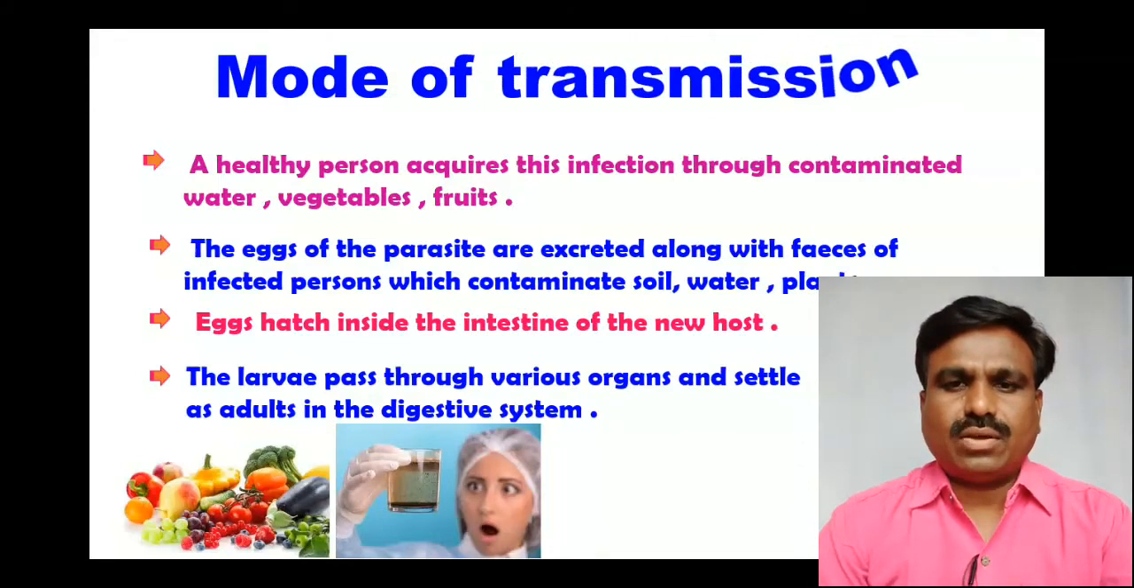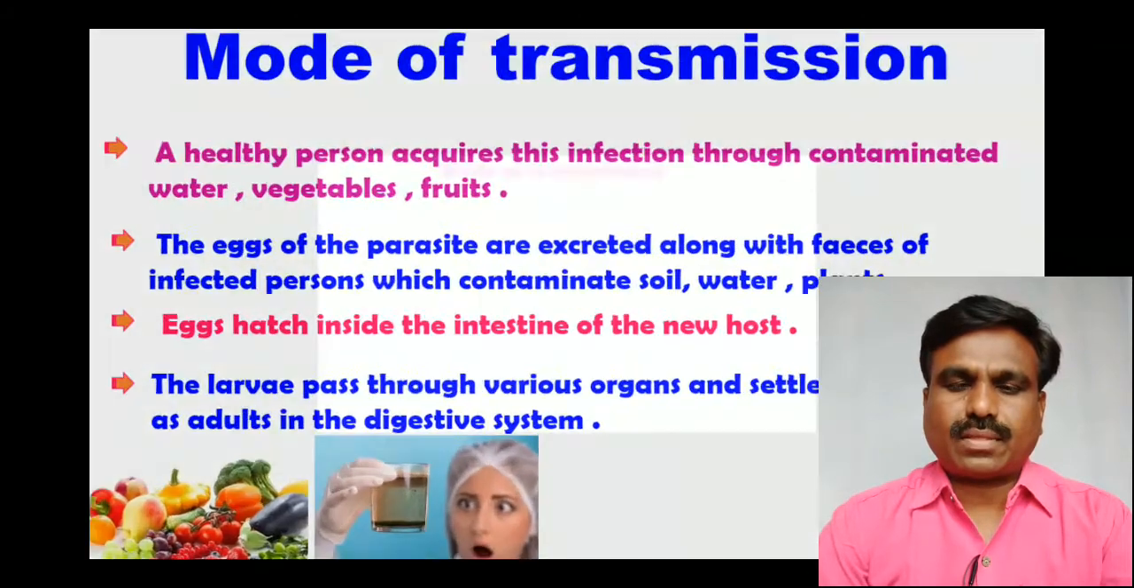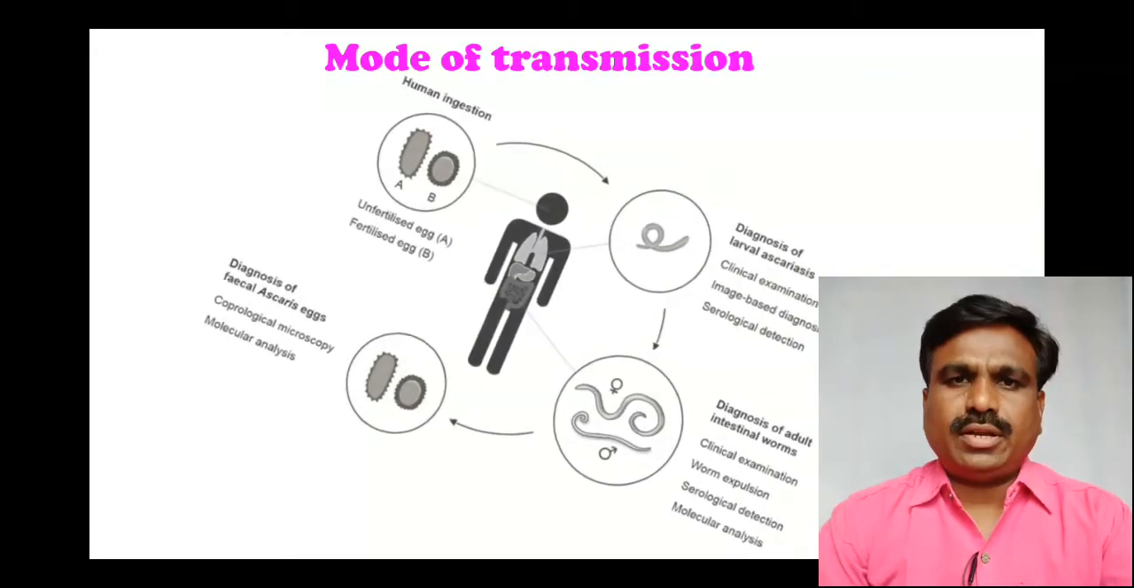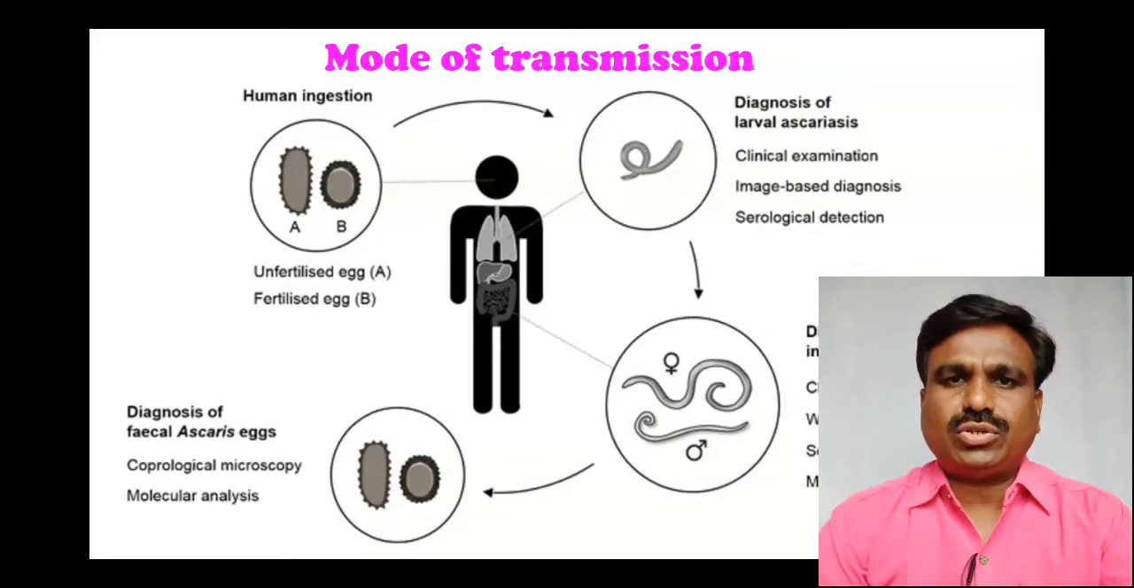These are the modes of transmission of Ascariasis, which is caused by Ascaris lumbricoides. This Ascaris lumbricoides passes from an infected person to a healthy person in different ways. Now this is another cyclic representation of the modes of transmission.